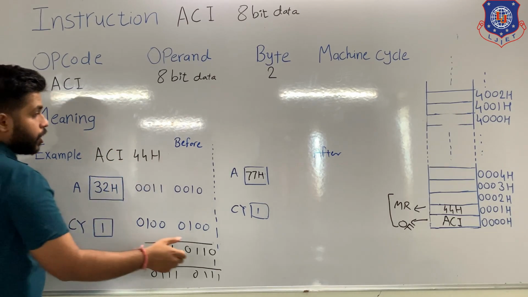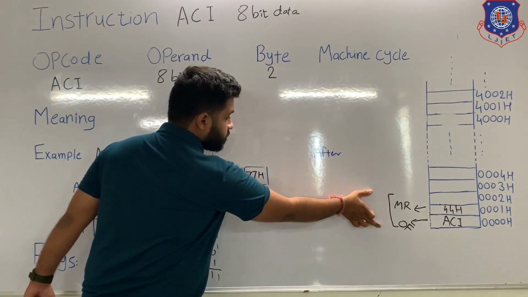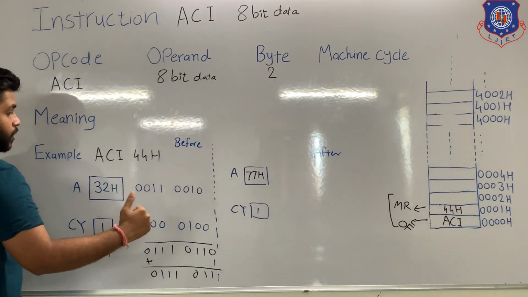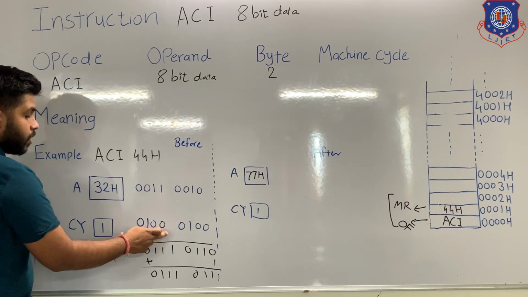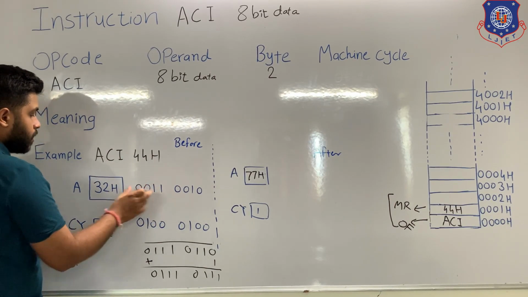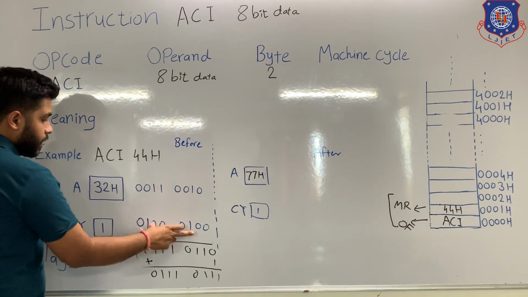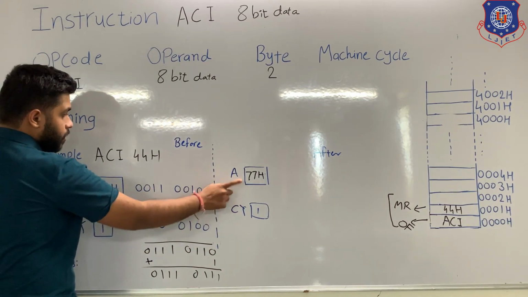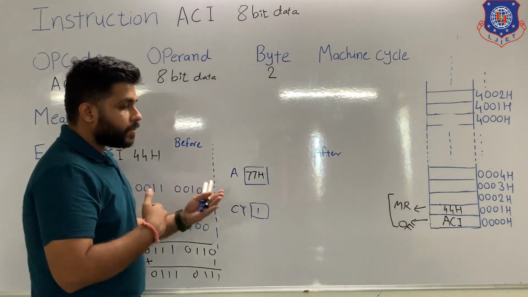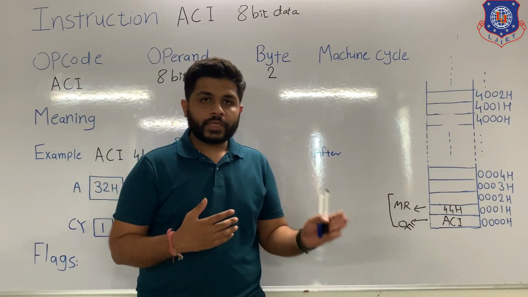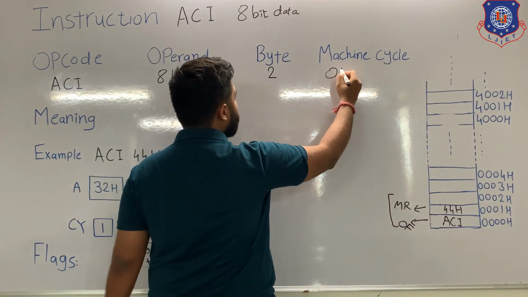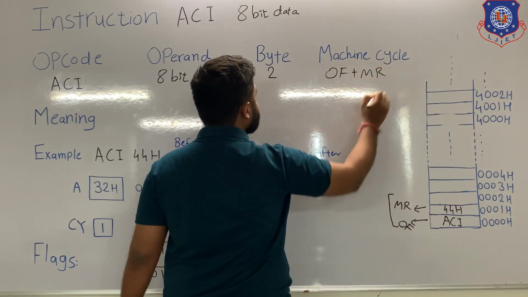If you remember, during the instruction fetch process, this 44H is already transferred. So 44H is already present when the execution is happening. So during the execution, the accumulator and 44H will be added, and the answer will be stored in the accumulator. And during the execution, no interaction with the memory is done. It means for this instruction, only 2 machine cycles are required, that is opcode fetch and memory read.